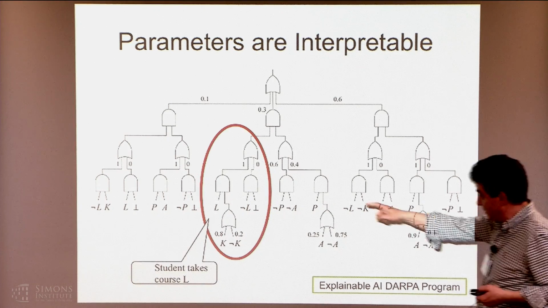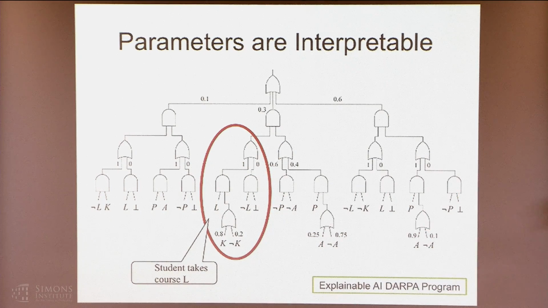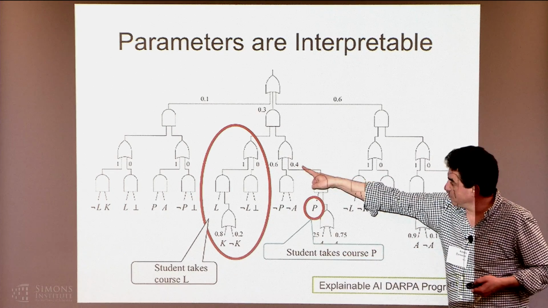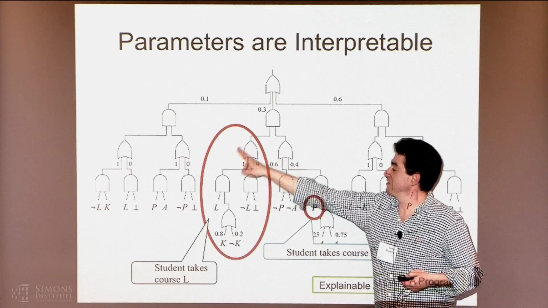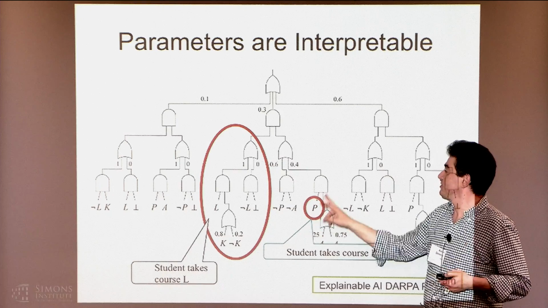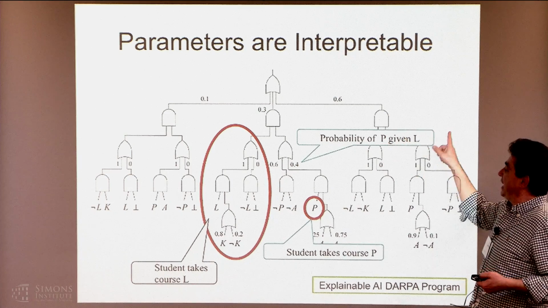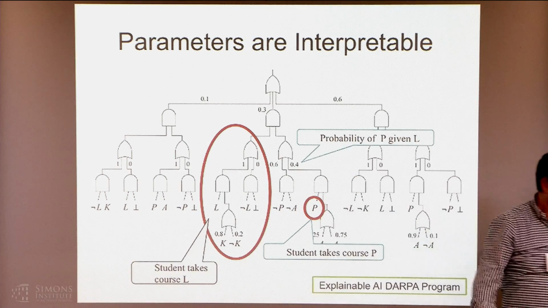Look at the subcircuit here. Forget the numbers. Just look at this subcircuit. It actually simplifies to the student took course L. Look at this subcircuit here. It says the student took course P. Let's look at this number here. Now, these two circuits are related to this number in a very specific way. Under this circuit, I will select this part. Under this circuit, I will select that. So if you go back to the selector semantic, guaranteed, the probability of P given L in the global distribution induced by this circuit must be 0.4.